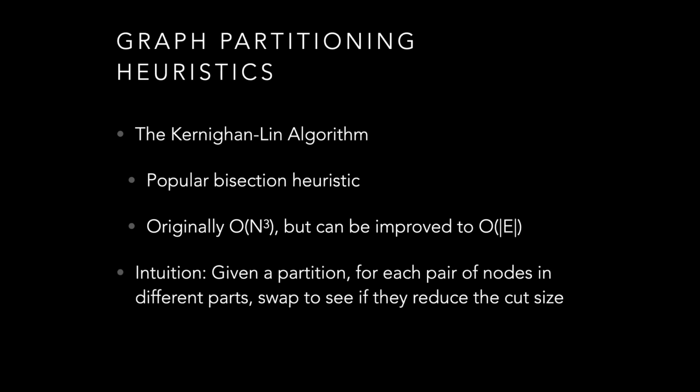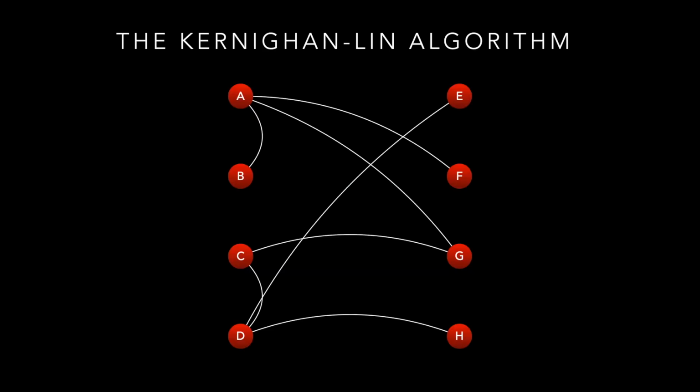The general intuition here is that for a given partition, or a split of nodes into two different sets, for each pair of nodes in the different partitions, we can swap them. And if the swap reduces the number of edges we have to cut for this partitioning, then that's a good swap. So we can look at this graphically. Here, this is our graph. A is connected to F, G, and B. C is connected to G and D, etc.